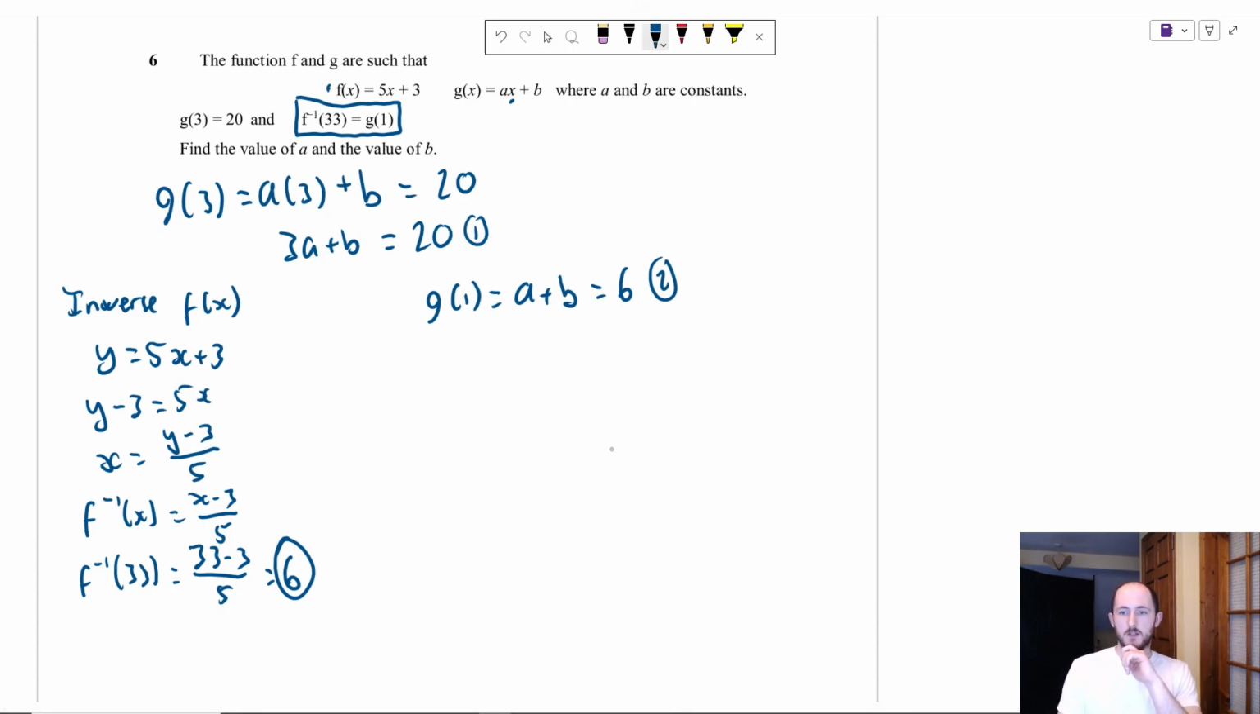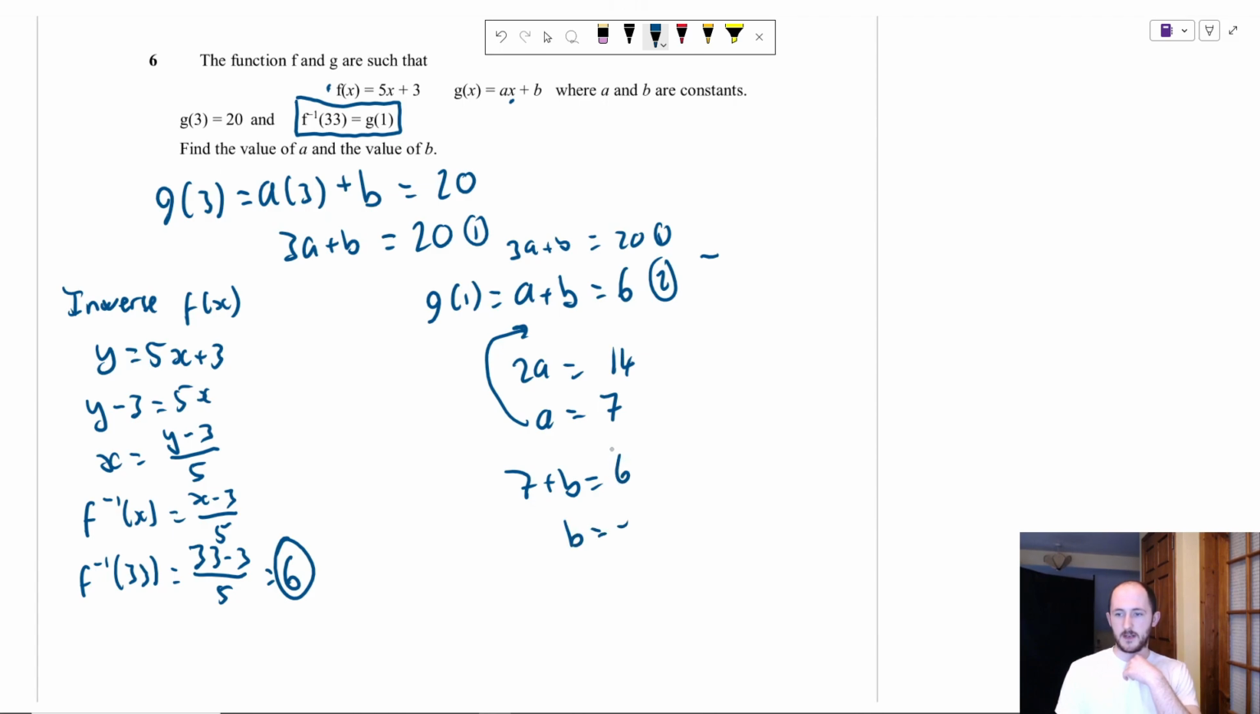Okay, so yeah, we have 3a plus b equals 20. So all I do is subtract the equations. We get 2a is equal to 14. So a is equal to 7. Sub that back into here. We have 7 plus b is equal to 6. So b must equal -1. And that's it. 5 marks.